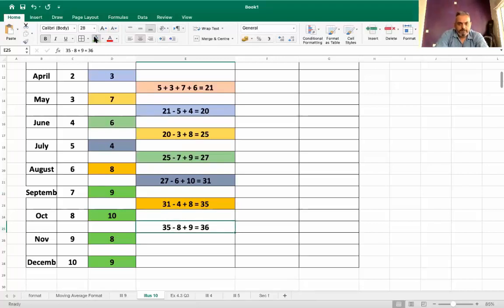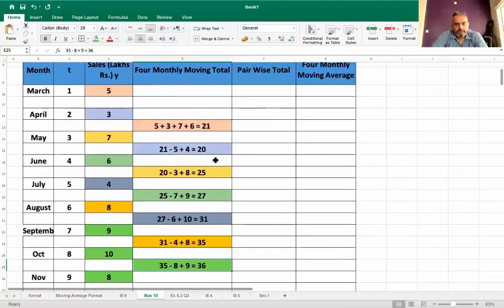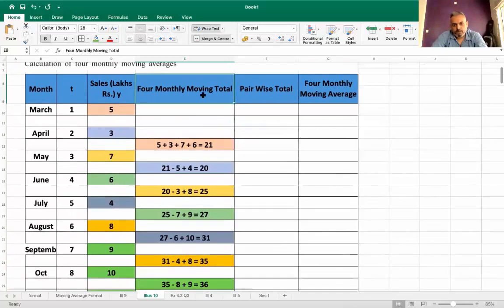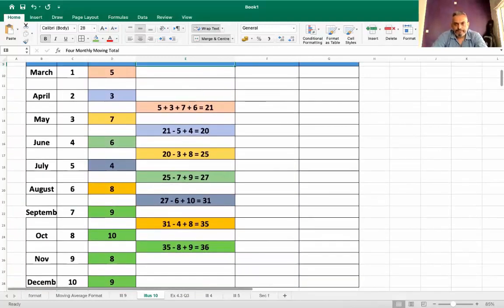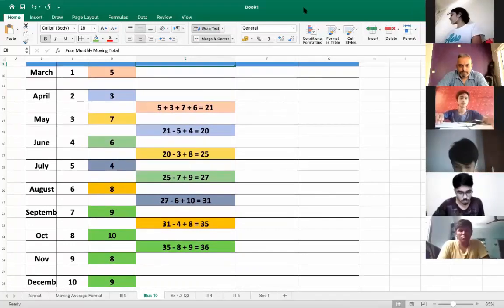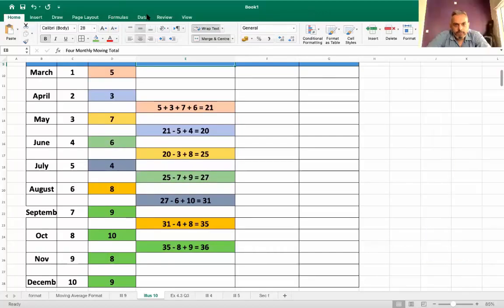So now that we have got all these numbers over here, they are all 4 monthly moving totals. Has everyone got it till here? Okay. Yes, sir.